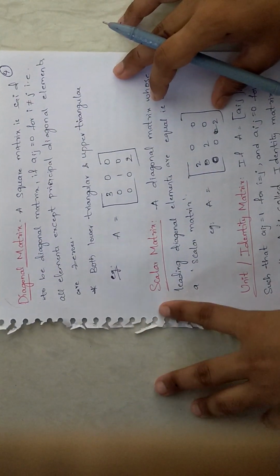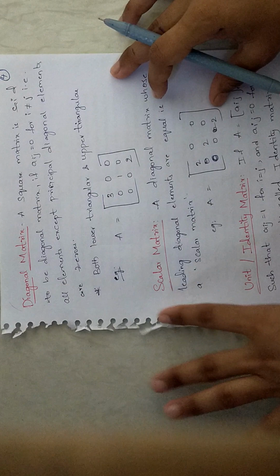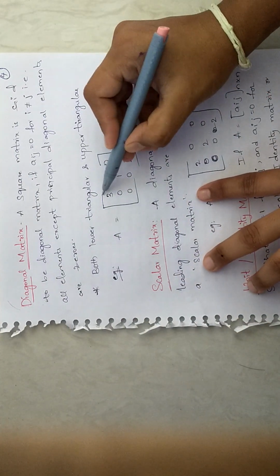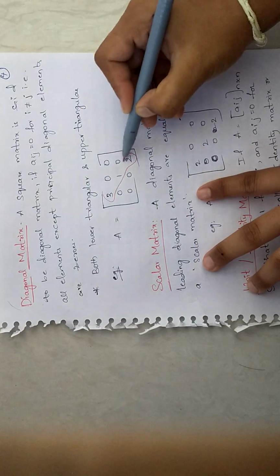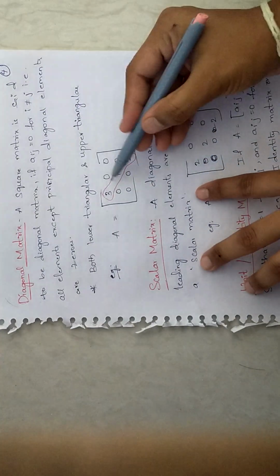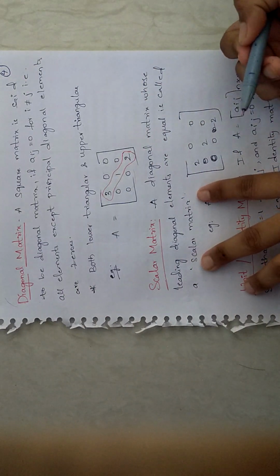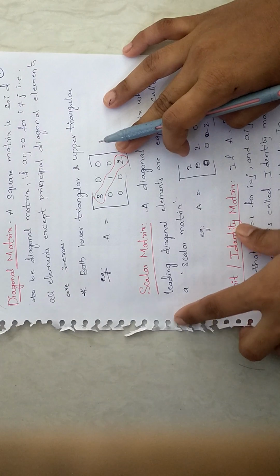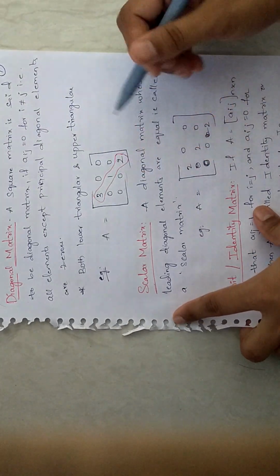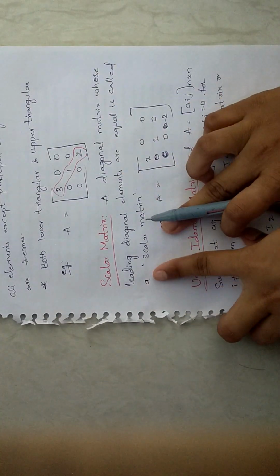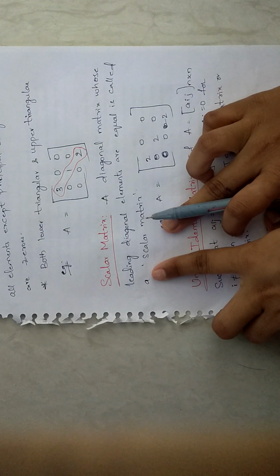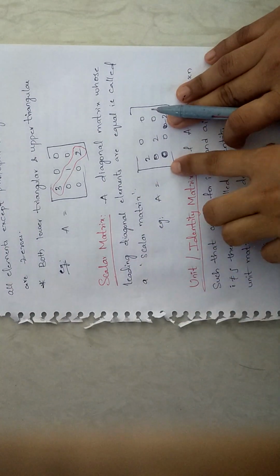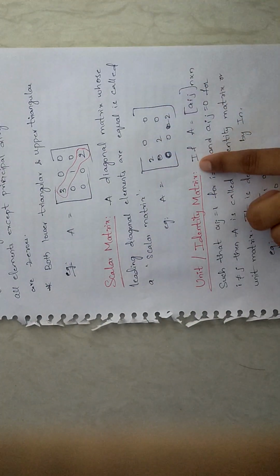Now let's see the diagonal matrix. I have already explained the diagonal elements. Diagonal matrix means only the diagonal elements are non-zero values and the remaining elements are zeros. Okay, only the diagonal elements are not zeros and the remaining elements are zeros. Next is the scalar matrix. Scalar matrix means a diagonal matrix in which the diagonal elements are equal.